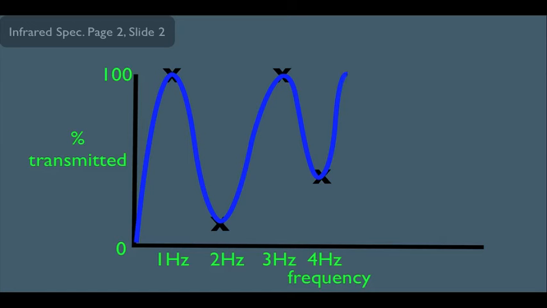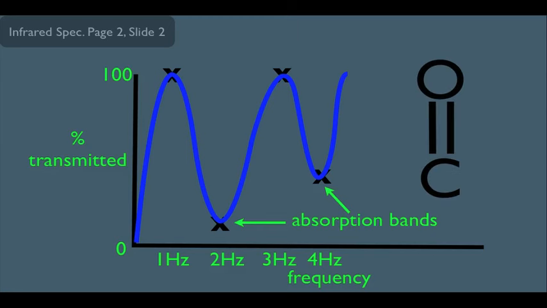What you're seeing here in front of you is basically what the IR machine spits out when you put a sample molecule in the machine. And the vocab here is this. We would call these simply absorption bands. Think about where that term is coming from. It is at these points that light is being absorbed by the sample molecule in the machine. And think about what this means for us.